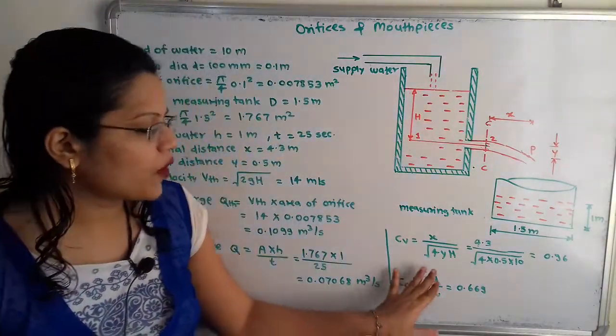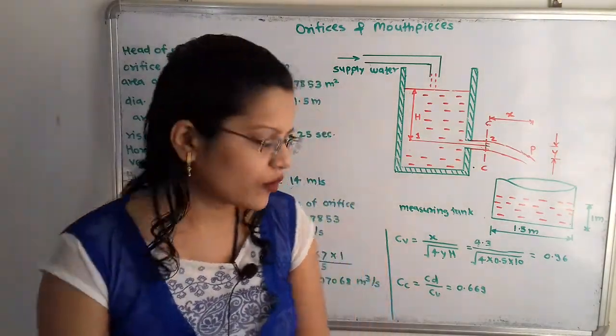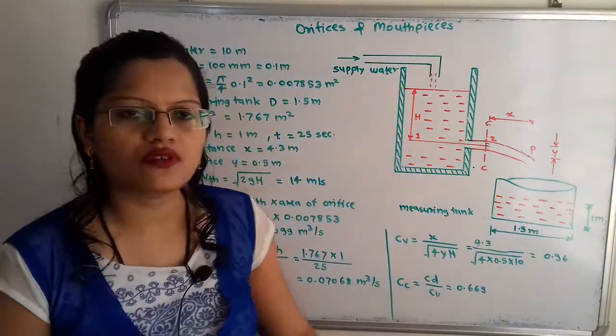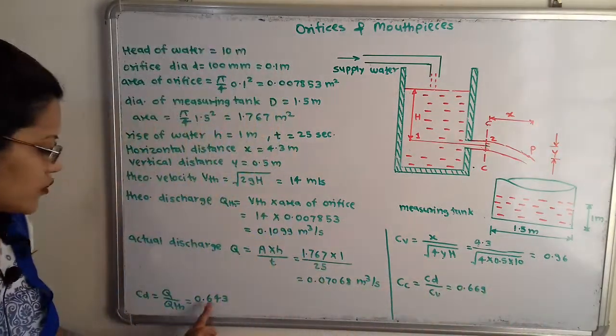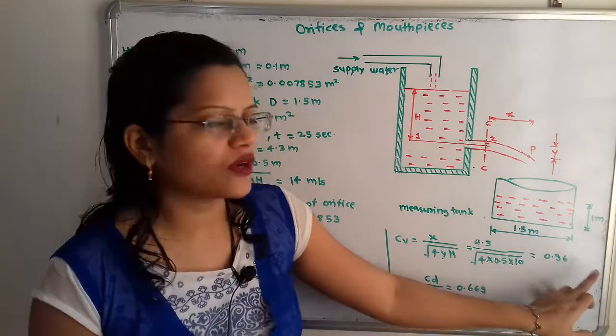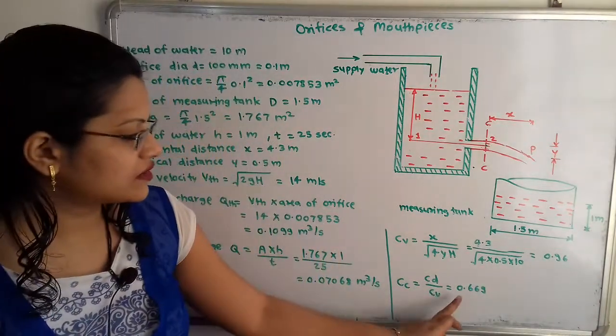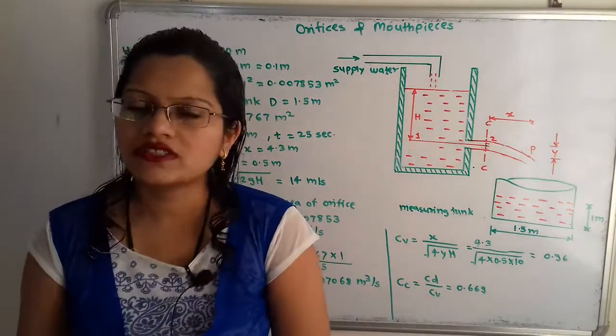Now we have to calculate the coefficient of contraction. The coefficient of contraction is the ratio of the coefficient of discharge and the coefficient of velocity, so CD by CV. When we take CD 0.643 divided by 0.96, we get the answer 0.669. So this is the answer.